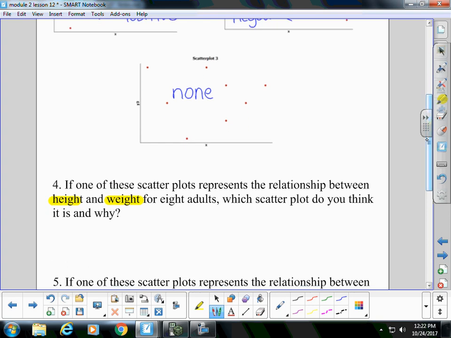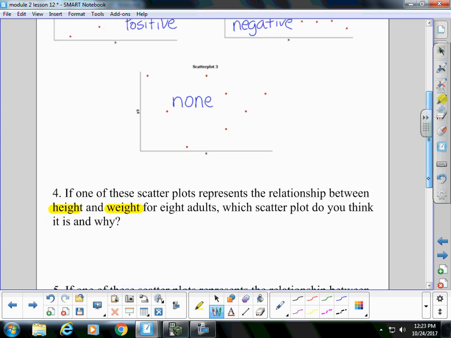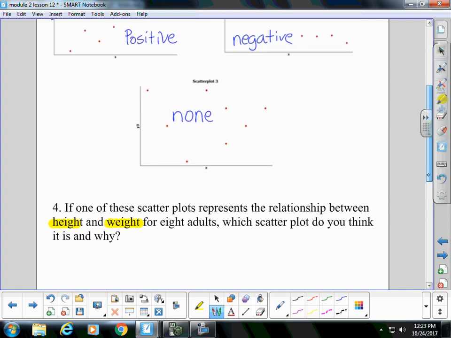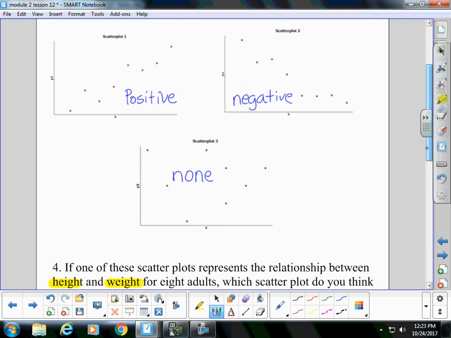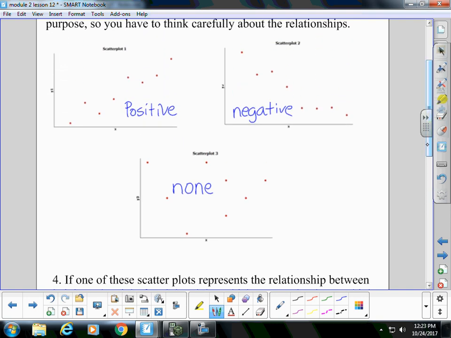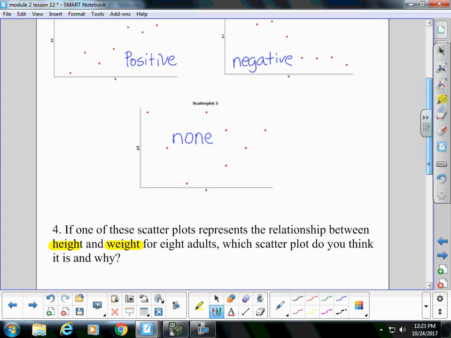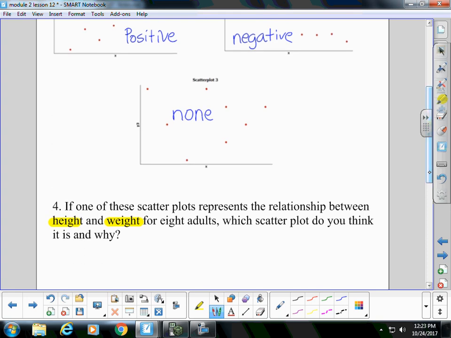So for number 4, the one where both of them would increase, a positive relationship, that would be number 4. As height increases, weight typically increases as well. Of course, you can always find people that are extremes, that are really tall and don't weigh very much, or vice versa. But typically speaking, as a person gets taller, their weight is going to increase also. So number 4, I would say, would be scatter plot 1.